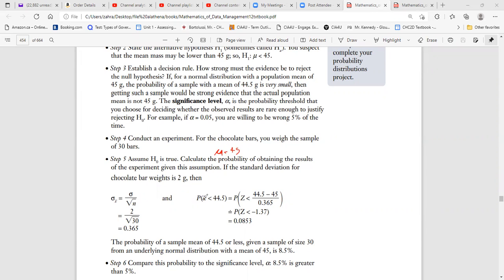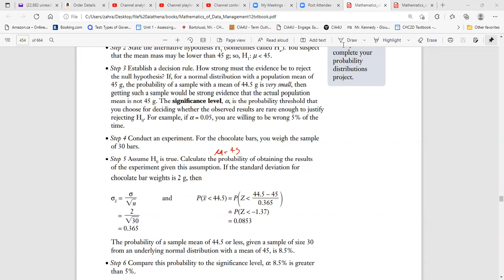You want to find the probability that x is less than 45. This is my experiment. So convert this to the z-score: 44.5 minus 45, which is mu, divided by sigma. Sigma is the standard deviation, which is 2 divided by the square root of 30. That was given to you: the standard deviation for chocolate bar weight is 2 grams. And you do this experiment. So when you do this probability, the probability is going to be 0.853, which is 8.5%.